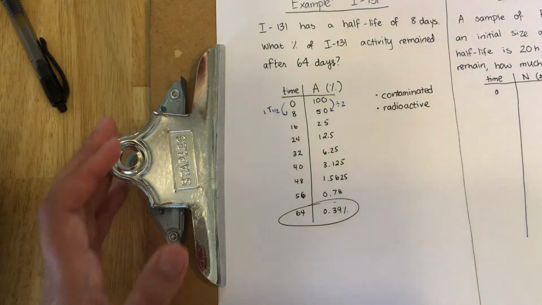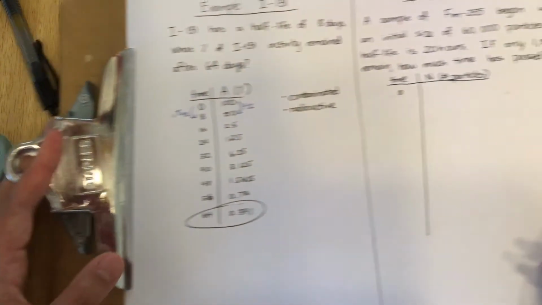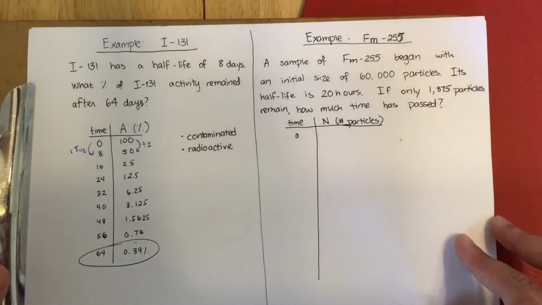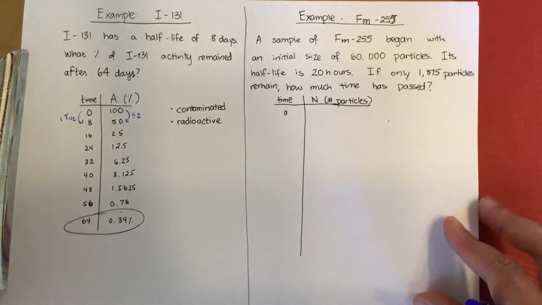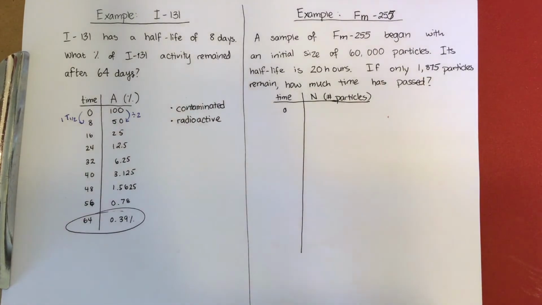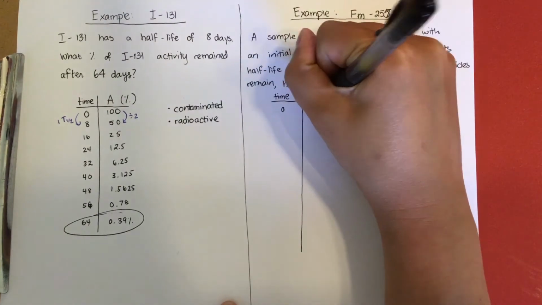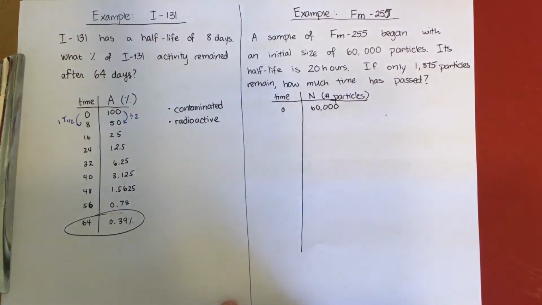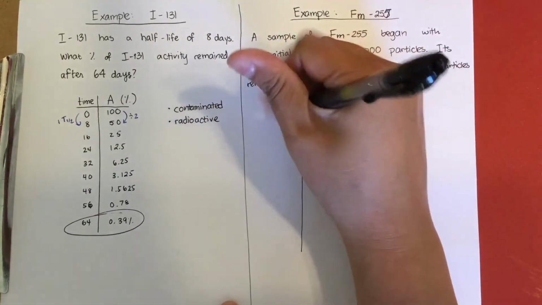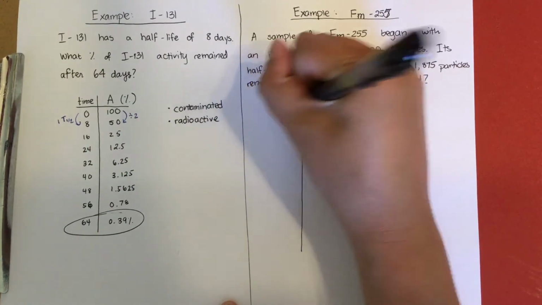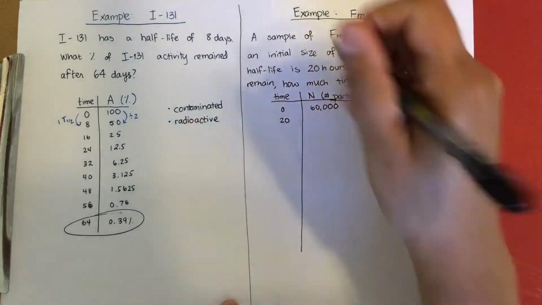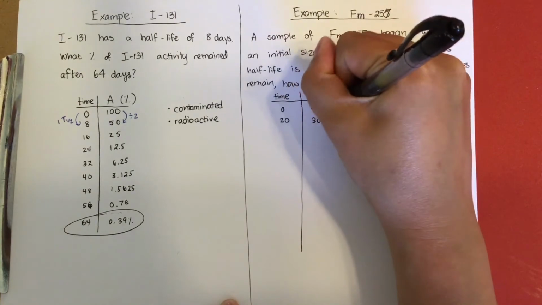So, let's talk about another example. Fermium-255 was the first isotope discovered in nuclear fallout. It has a half-life of 20 hours. So let's say you have an initial size of sample at 60,000 particles. Okay? After one half-life, so after 20 hours, there'd only be 30,000 of those left.